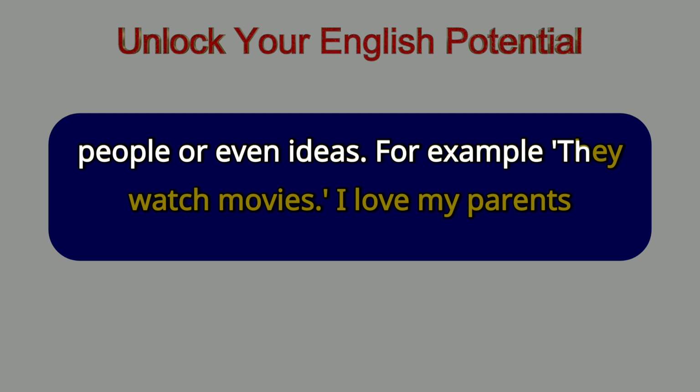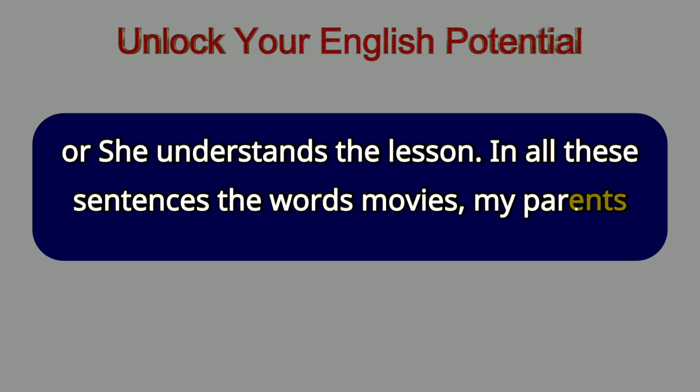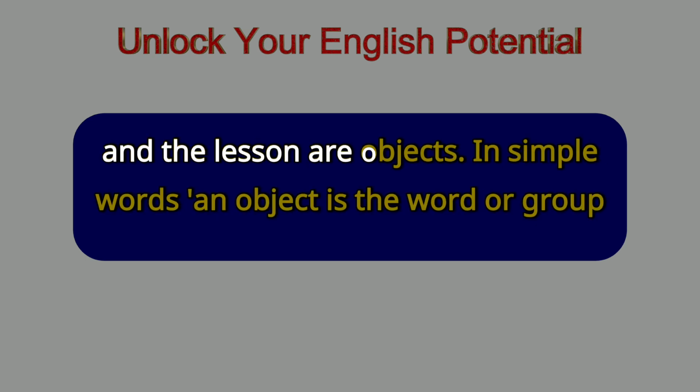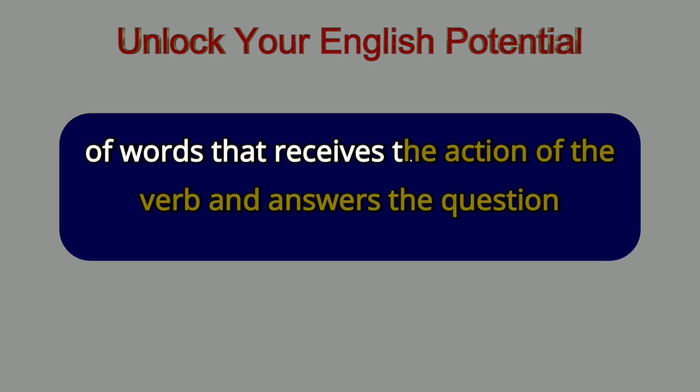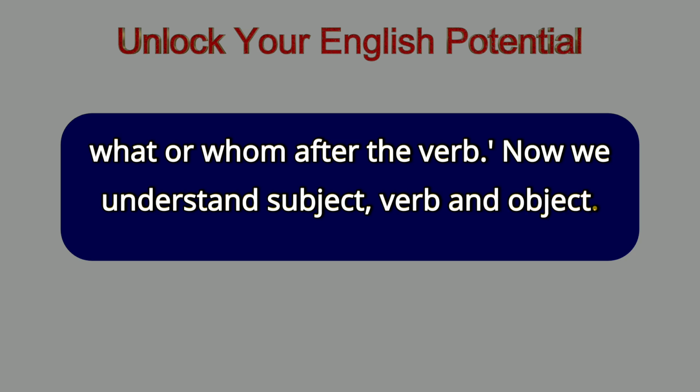For example, they watch movies. I love my parents, or she understands the lesson. In all these sentences, the words movies, my parents, and the lesson are objects. In simple words, an object is the word or group of words that receives the action of the verb and answers the question what or whom after the verb. Now we understand subject, verb, and object.